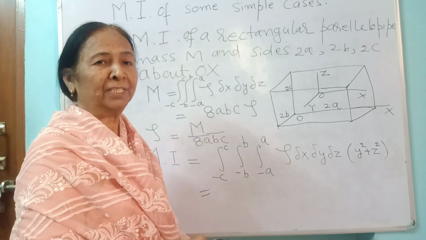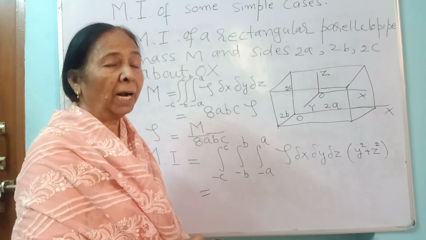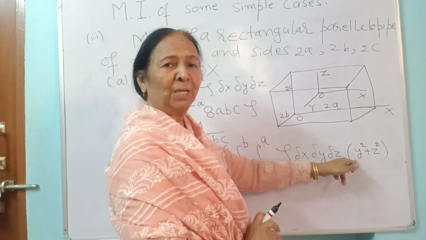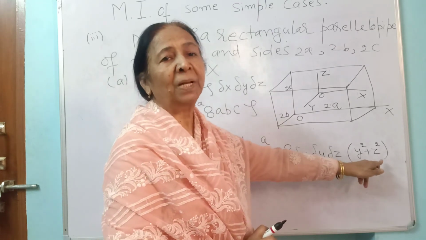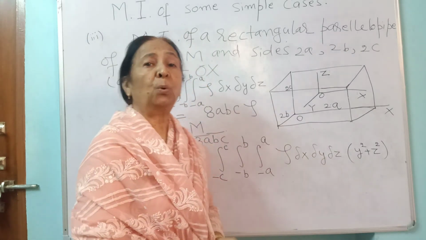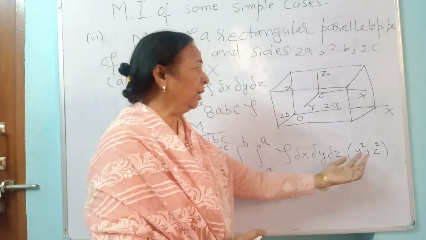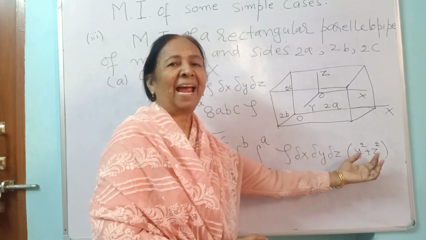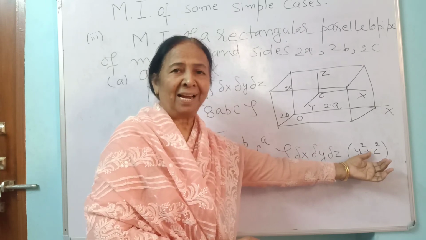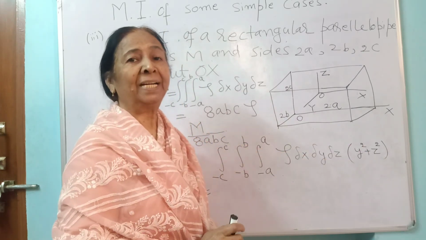Now one more thing. This is the moment of inertia about OX. What will happen if it is required to find the moment of inertia about OY? Here you will get no y, you will get x square plus z square. If it is required to find the moment of inertia about OZ, then it will be this much, and no z here, you will get x square plus y square. So that's all for today. I will give you the results in the next lecture so that you can tally them.